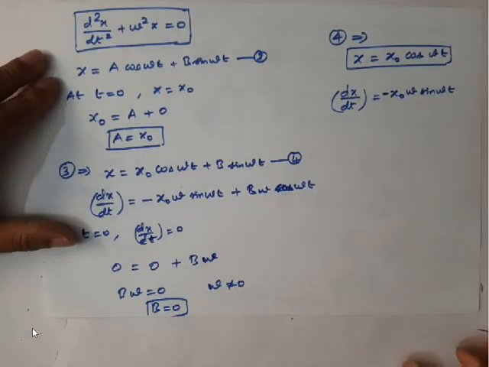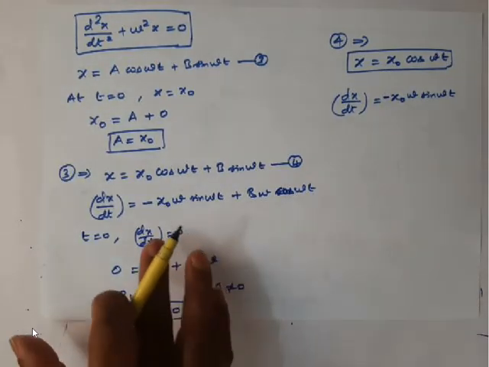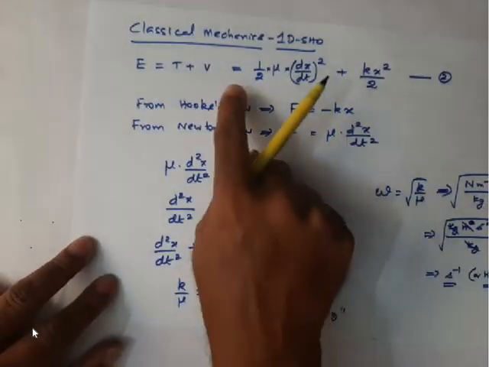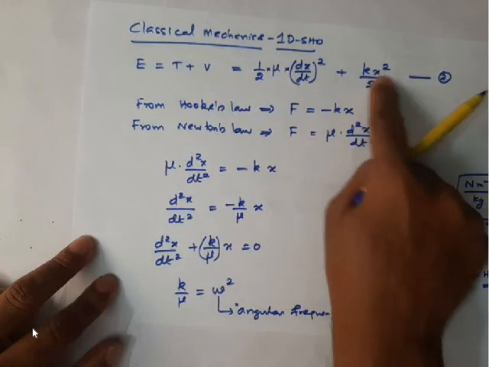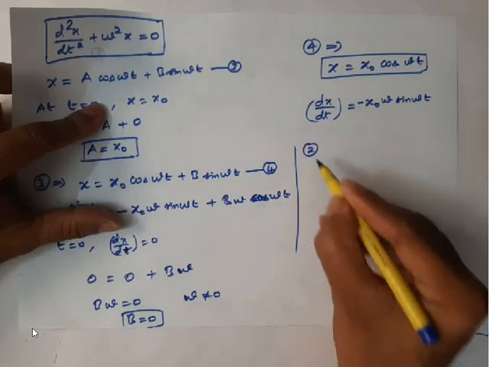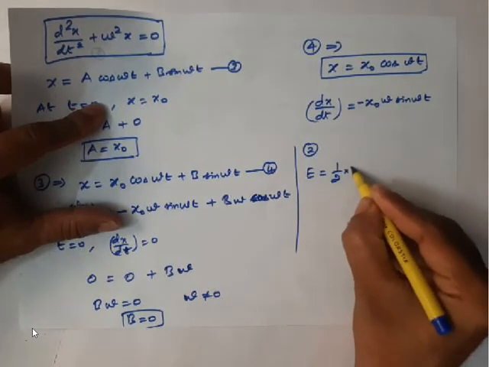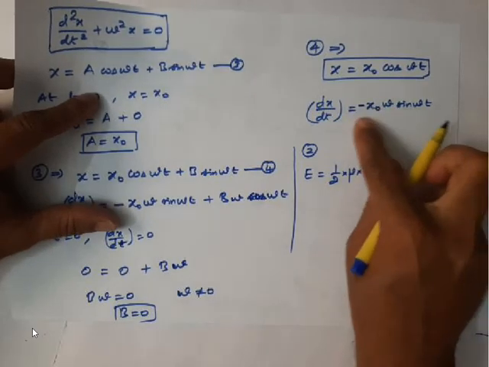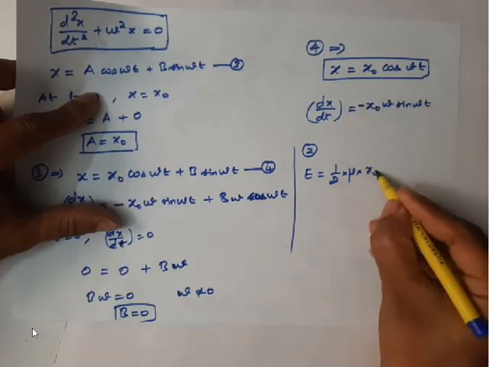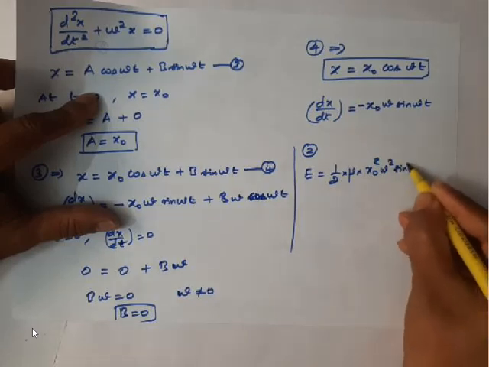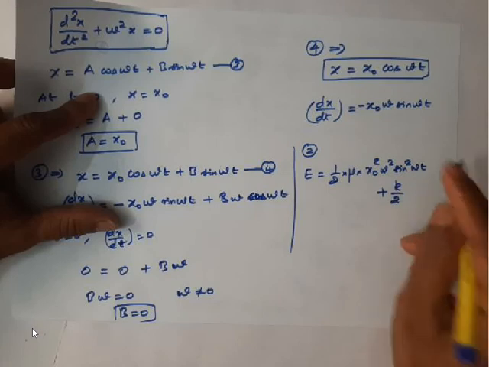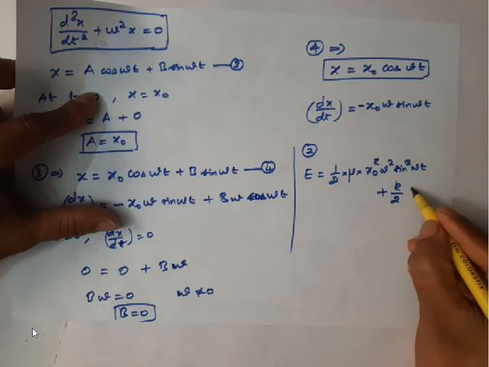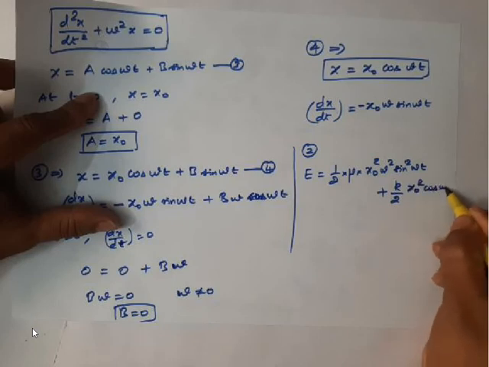Now let me go back to the equation for energy. You know very well the expression for energy, that is according to equation number 2. Here we have velocity and here we have x square, so I'll substitute those values. Therefore, from equation 2, I can write total energy as half into mu into the square of the velocity. If I square it, I'll get x naught square omega square into sin square omega t, plus potential energy k by 2 into x square. If I take the square of x, I'll get x naught square into cos square omega t.